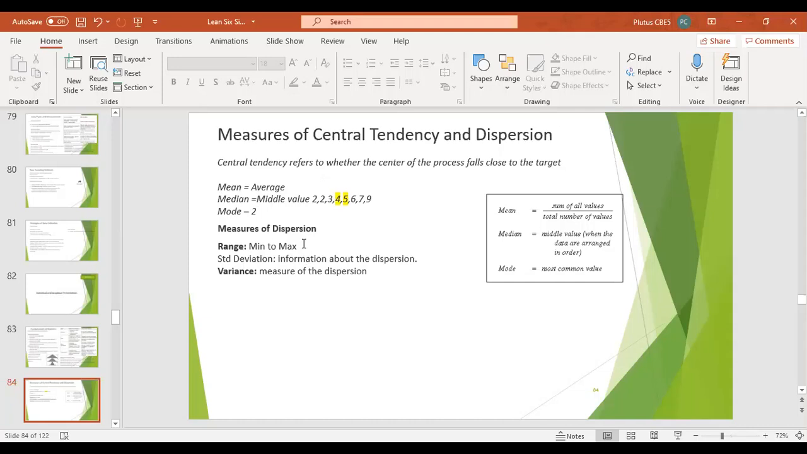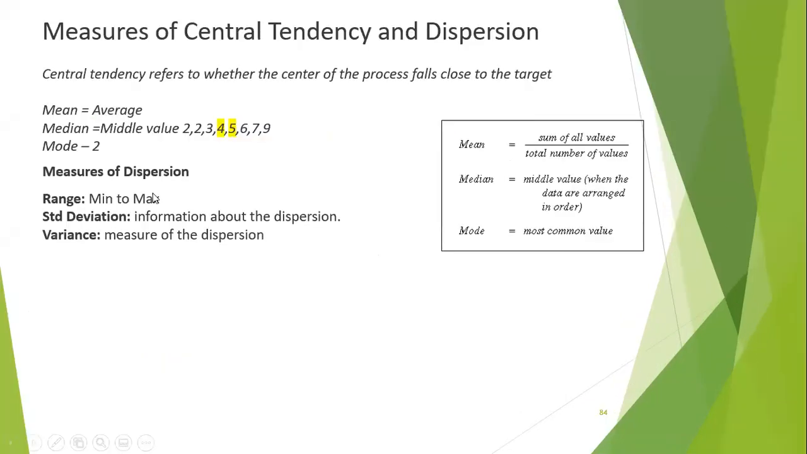The range is also one more important one. Range is nothing but the difference between your min and max. For example, here my min is 2 and max is 9. The difference between 2 and 9 is my range, that is 9 minus 2, 7 is my range. And standard deviation, you know very well, right? Standard deviation is nothing but the difference between your mean and the particular data.